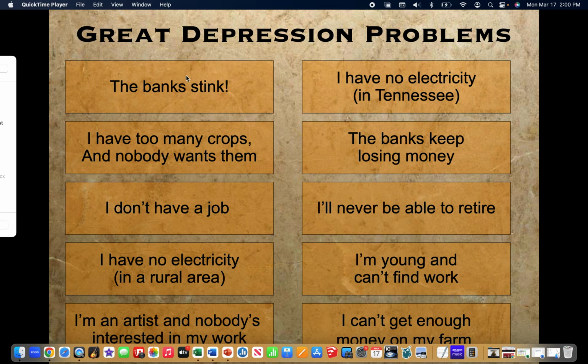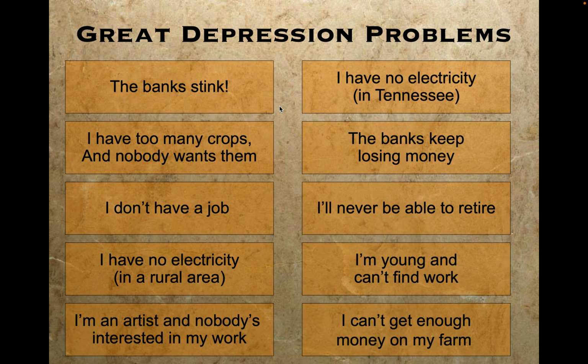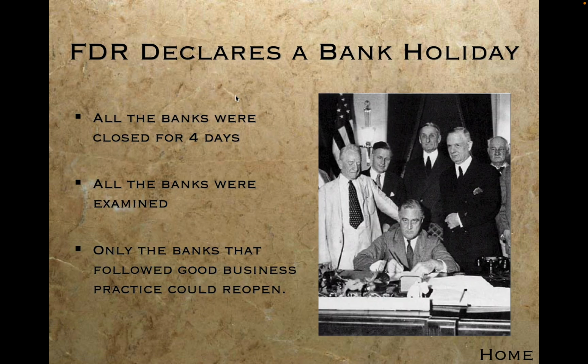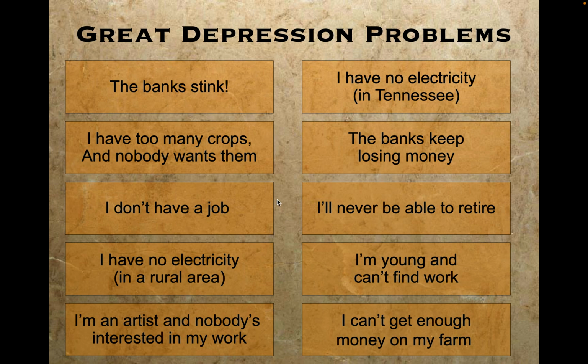So Great Depression problems. When I look at this, it says the banks stink. If I click on it, it's going to tell me what FDR did to try to solve the problem. FDR declares a bank holiday. It's got a picture of him doing so, and it tells me three things that did. All the banks were closed for 4 days across the entire United States. They looked at the banks and saw if they were good or not, and then only the banks that followed good business practice could reopen. Okay? And that would be one attempted solution. They closed down the banks.